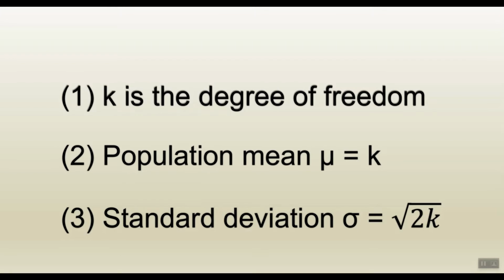The population mean mu is k, the degree of freedom, while the population standard deviation sigma equals the square root of 2 times the degree of freedom.